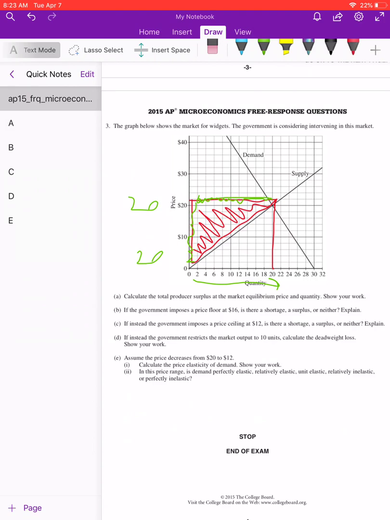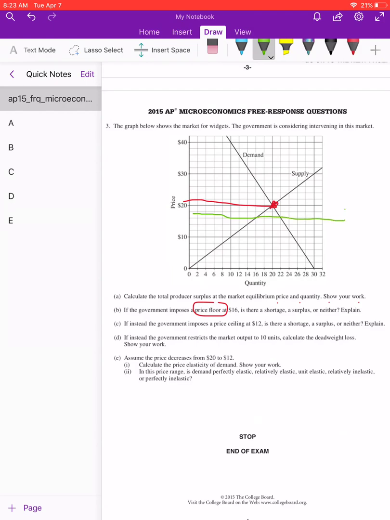So going on to the next part, letter B, it says if the government imposes a price ceiling at 16, no, I misread that, sorry. If the government imposes a price floor at 16, is there a surplus, shortage, or neither, and explain? Well, this is a trick question, because our equilibrium is 20. And remember what they're asking here, it says a floor. They're putting a floor in at, looks to be 16, so that puts it here.